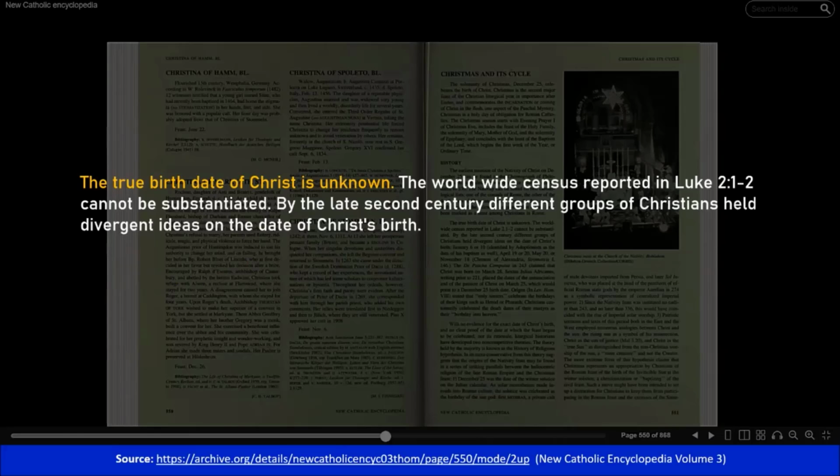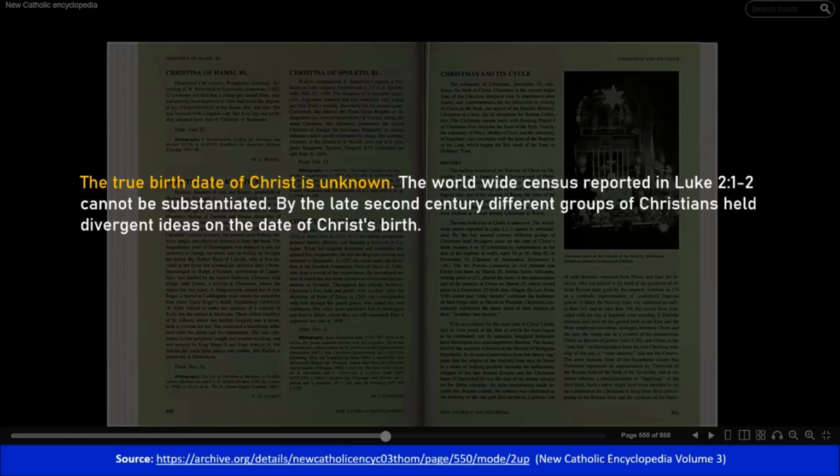The Catholic Church agrees. It says the worldwide census reported back in Luke 2:1-2 cannot be substantiated. So in other words, there were people who actually looked and tried to find the Roman census from the days of Christ. They couldn't find it. So since they couldn't find the Roman census, they couldn't get the season, they couldn't get the date, they couldn't figure it out by the census. There's no way to determine it.